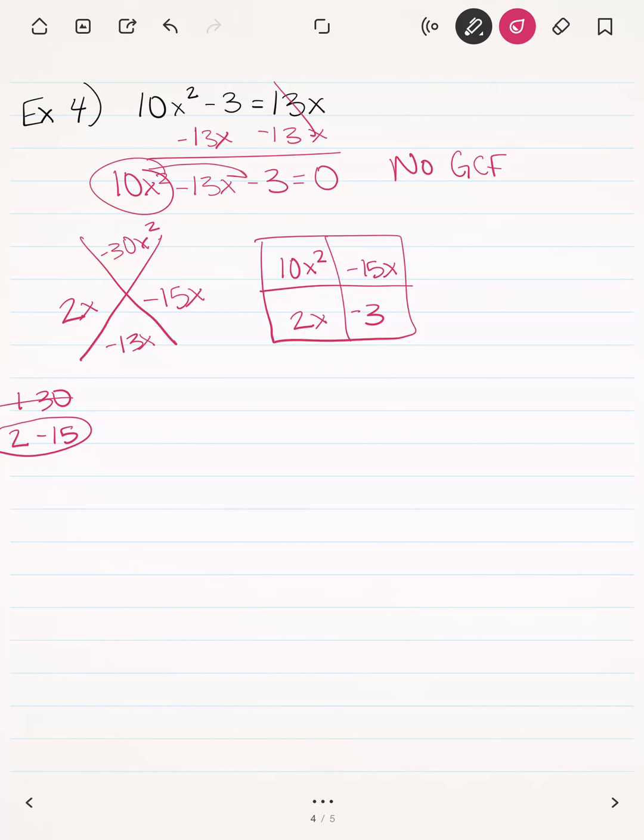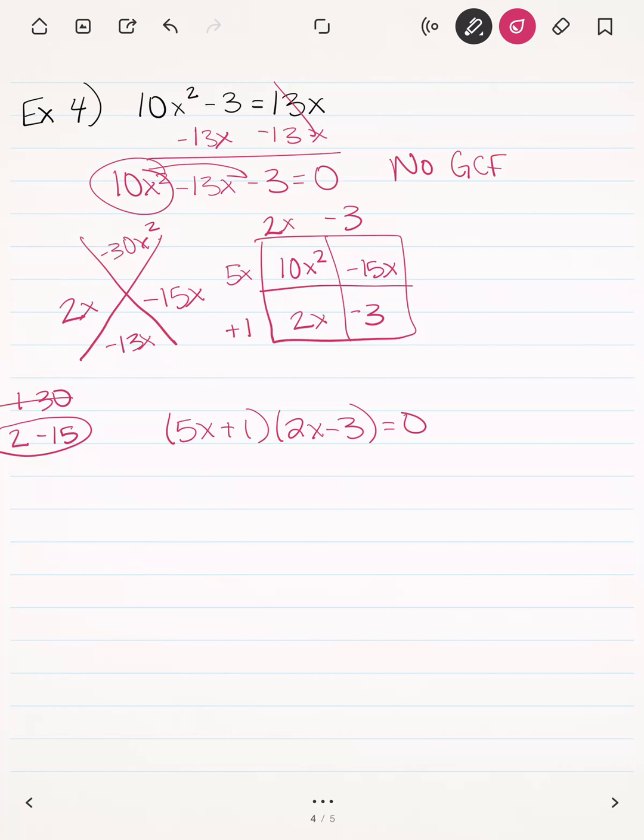Now I have to see what 10x squared and 2x have in common. Well, 10 and 2 are both divisible by 2. X squared and x are both divisible by x, so they have a 2x in common. 2x times what gives me a 10x squared? I need to multiply it by 5x. 2x times what gives me a 2x? Well, a positive 1. 5x times what gives me a negative 15x? That would be a negative 3. So now I have my factors. I have 5x plus 1 times 2x minus 3.